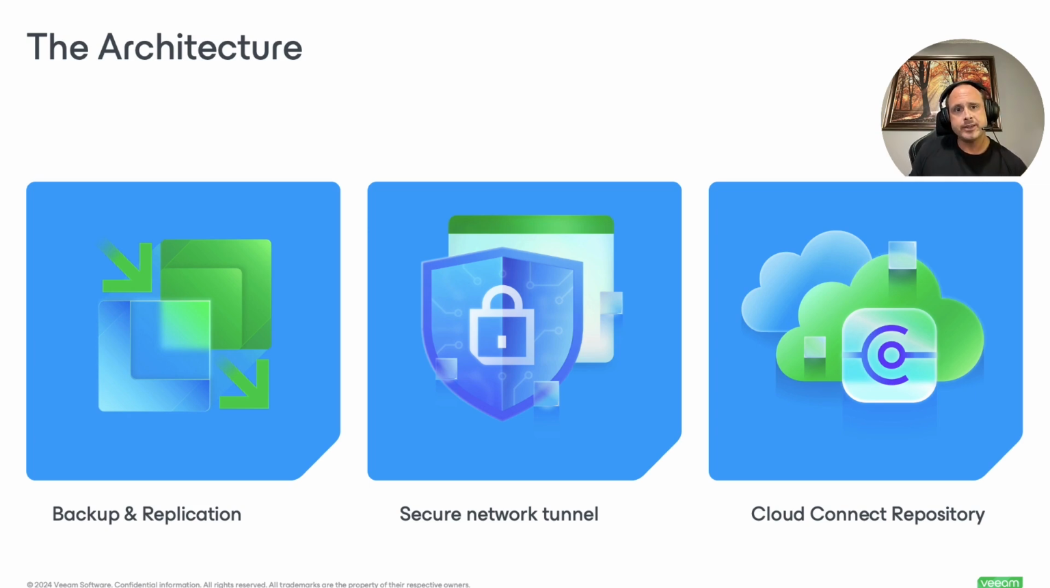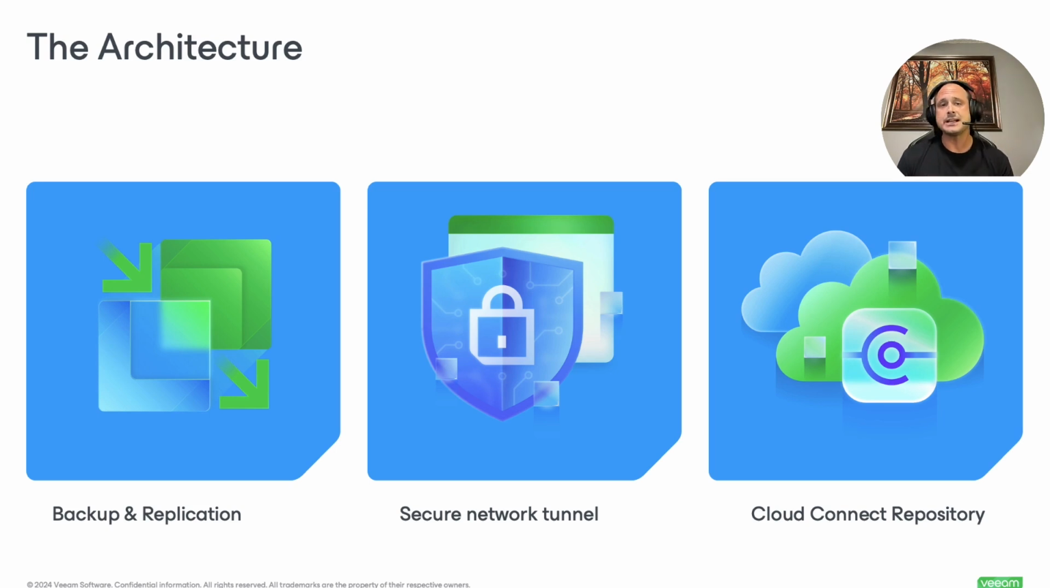And then finally, the receiving end is the Cloud Connect repository. A little fun fact: Cloud Connect is just backup and replication. So if you're looking at this diagram, it's really backup and replication on the customer side and backup and replication on the service provider side. However, the service provider has a different license called Cloud Connect, which allows this functionality of receiving backups through a secure network tunnel, requiring no VPNs.